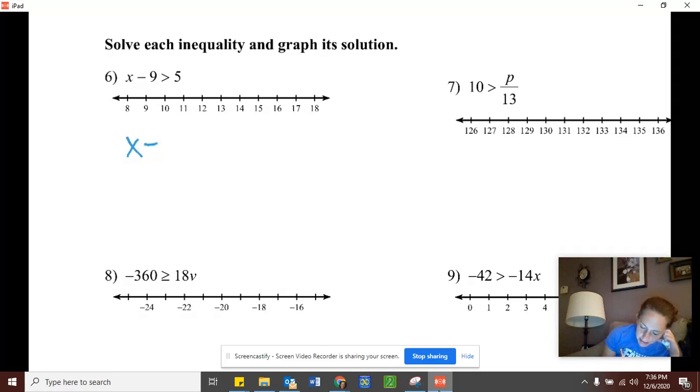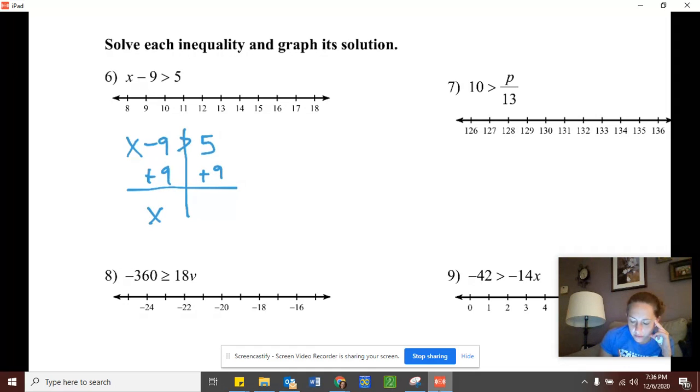So 5x minus 9 is greater than 5. To solve that, just like I would, I add 9 to both sides. The only trick here is when you're doing this, don't lose your symbol or what direction it's going in, because that's important. So 9 plus 5 is 14. These cancel out. So x is greater than 14. So open circle because there's no line, and greater than is to the right.